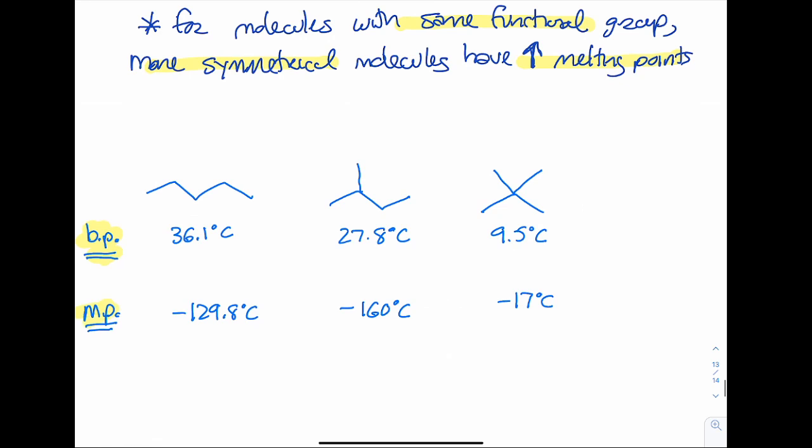When I look at my melting point, though, they don't necessarily follow that trend. So my highest melting point, keep in mind these are negative, so negative 17 is my highest number here, is for the one that has the 2 branches on it, my more symmetrical one. And then my second one is over here, which is more symmetrical than this one in the middle. The one in the middle isn't as symmetrical as the 2 on the ends.